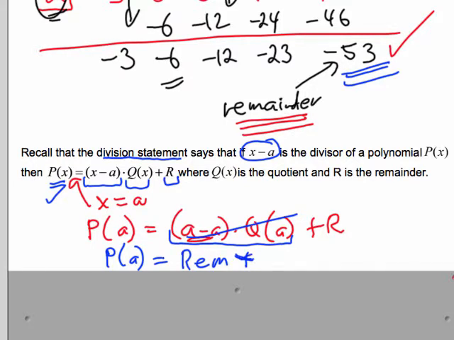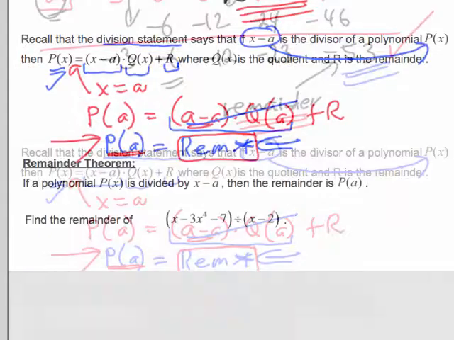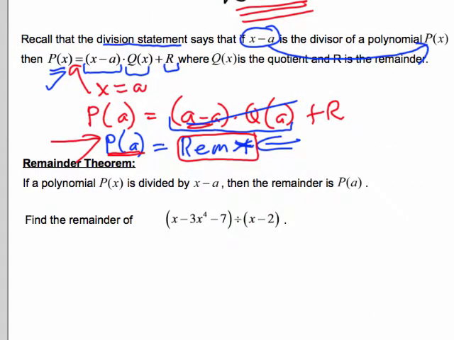And this is a very powerful statement because what it's saying is that if you divide x minus a into p of x, the remainder you get is the same value as simply plugging a into your original polynomial. And that result is called the remainder theorem. If you have a polynomial and you're dividing it by x minus a, then your remainder can be found by dividing, but it can also be found by evaluating p of a.